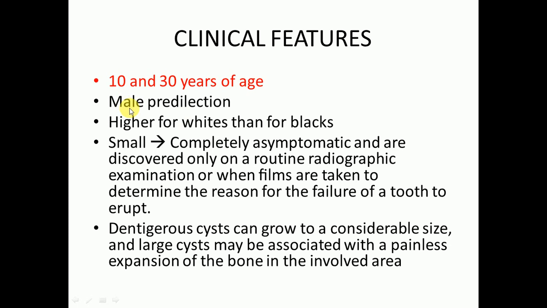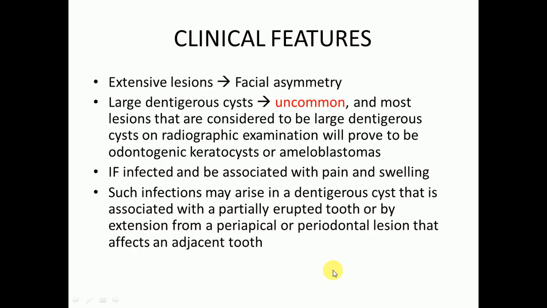most commonly in white males. If we talk about smaller lesions, then they will be completely asymptomatic and are discovered only on routine radiographic examination or when films are taken to determine the reason for the failure of a tooth to erupt. Dentigerous cyst can grow to a considerable size, and a large cyst may be associated with a painless expansion of the bone in the involved area. If the lesion is extensive, then it will cause facial asymmetry.